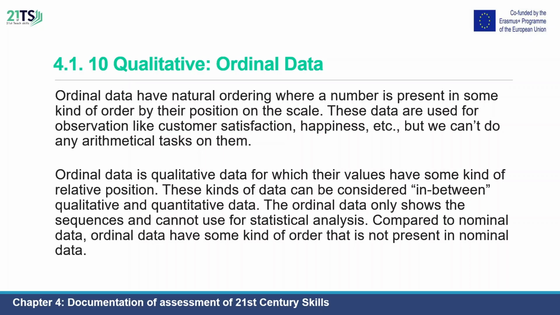Ordinal data is qualitative data for which the values have some kind of relative positions. These kinds of data can be considered in between qualitative and quantitative data. The ordinal data only shows the sequences and cannot be used for statistical analysis. Compared to nominal data, ordinal data have some kind of order that is not present in nominal data.